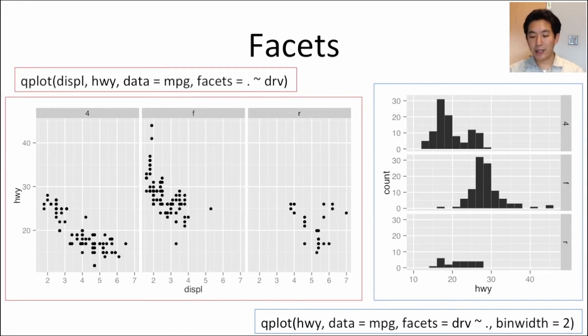On the right-hand side, in this plot that's outlined with the blue box, I've got three histograms. And notice that I put the drv variable on the left-hand side of the facets argument now, so that indicates I want three separate rows. But because there's nothing on the right-hand side of the tilde, I have no extra columns. So I just have the one column for the three plots. And now I've got the three histograms. You can look at the highway mileage divided up by the three groups.